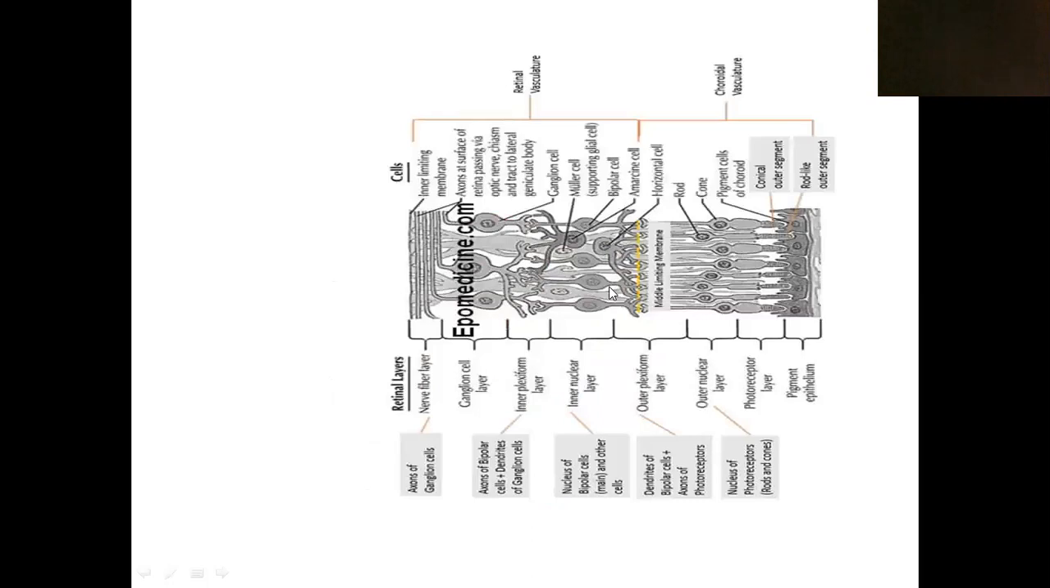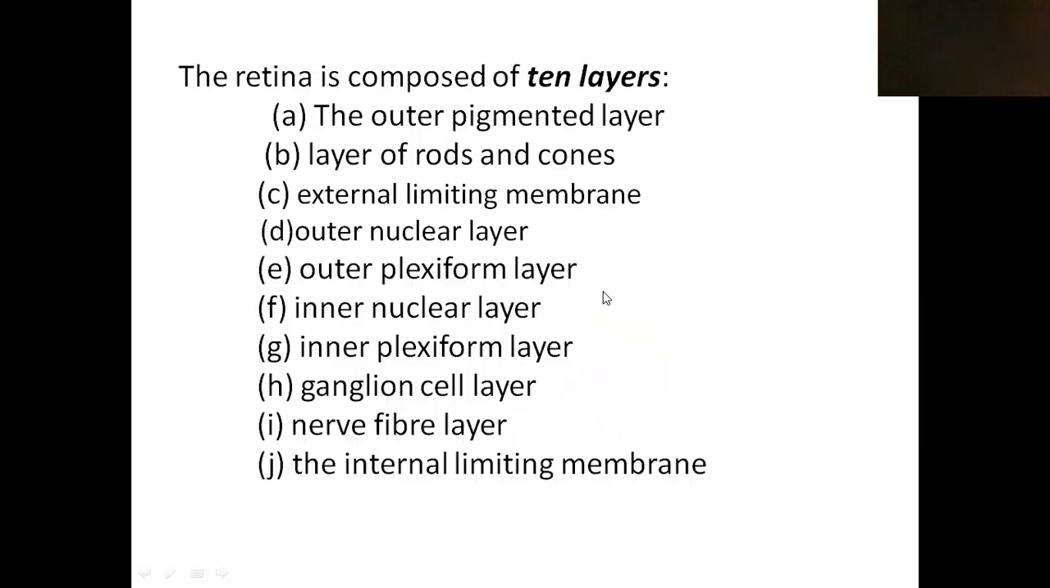Now we have to discuss the layers of this retina. What are the layers of retina? The retina has 10 layers. The outer pigmented layer, then layer of rods and cones, then external limiting membrane, then outer nuclear layer, then outer plexiform layer, inner nuclear layer, inner plexiform layer, ganglion cell layer, nerve fiber layer, then inner limiting layer.